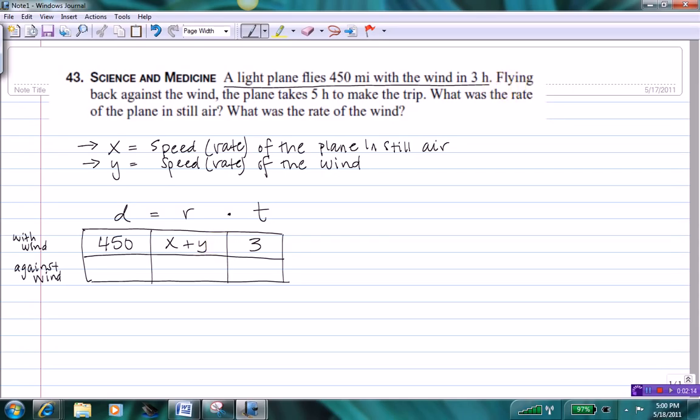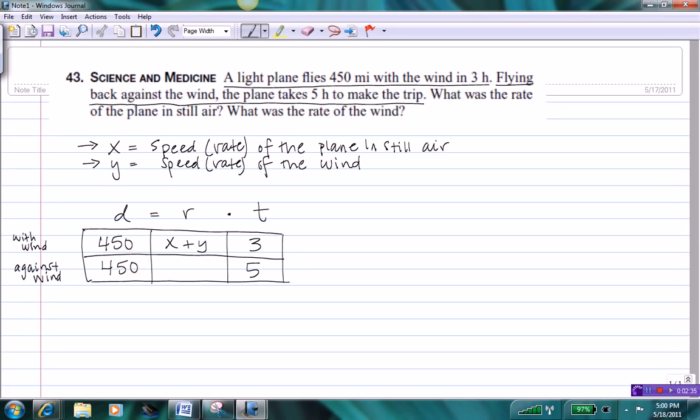Now, as we read on in the problem, we learn that flying back against the wind, the plane takes 5 hours to make the trip. So the time of the plane going against the wind is 5 hours, so I'm going to go ahead and stick a 5 under the time column. And then the distance we can assume is the same, since we assume that the plane is just making the same trip back again.